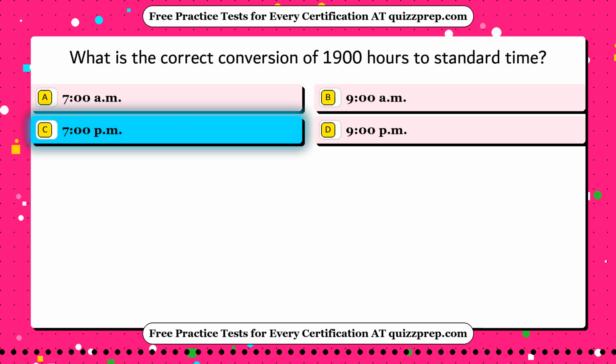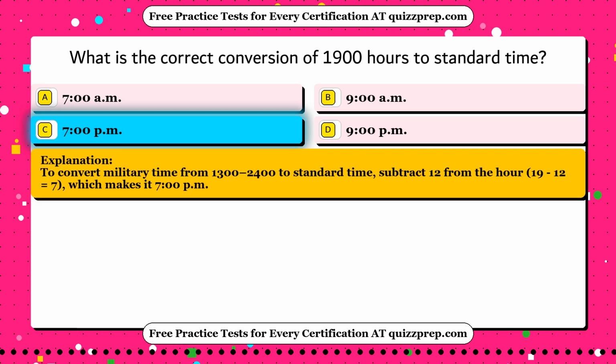The correct answer is Option C, 7 p.m. To convert military time from 1300 to 2400 to standard time, subtract 12 from the hour. 19 minus 12 equals 7, which makes it 7 p.m.